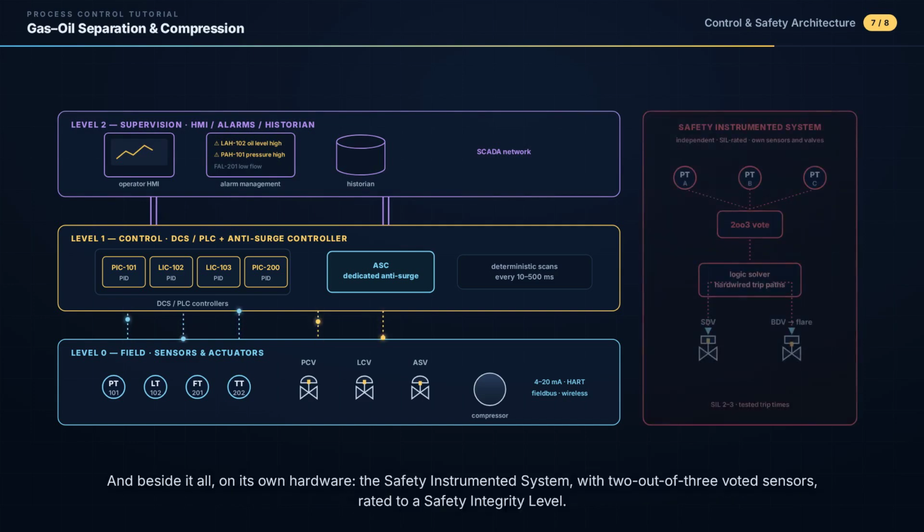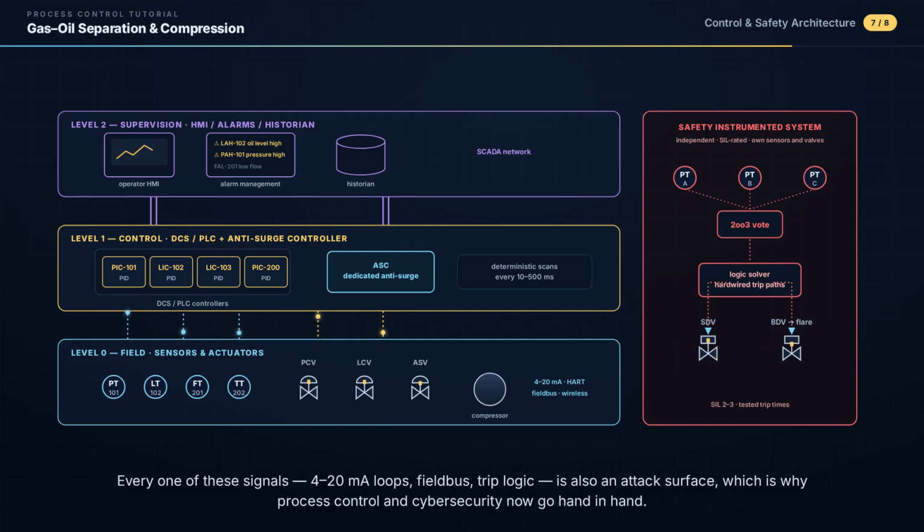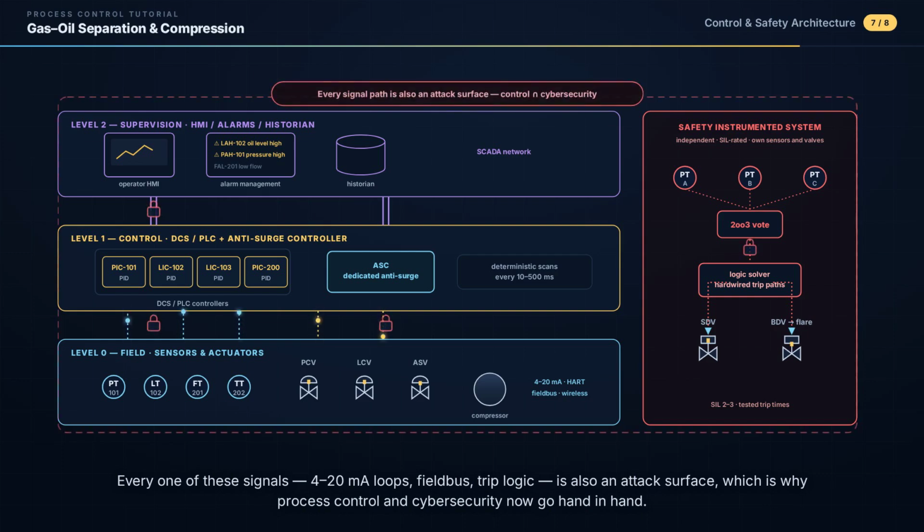And beside it all, on its own hardware, the safety instrumented system, with 2 out of 3 voted sensors rated to a safety integrity level. Every one of these signals, the 4 to 20 milliamp loops, the field bus, the trip logic, is also an attack surface, which is why process control and cybersecurity now go hand in hand.